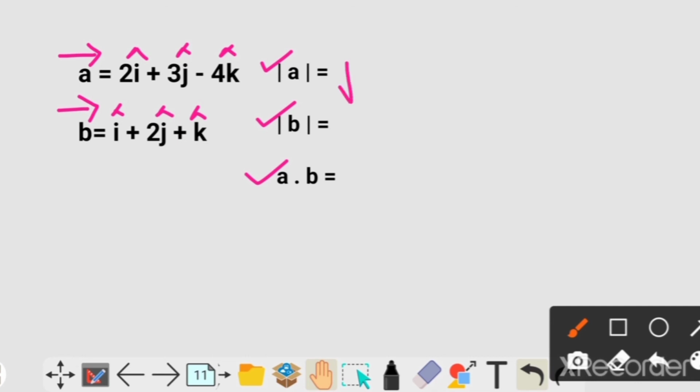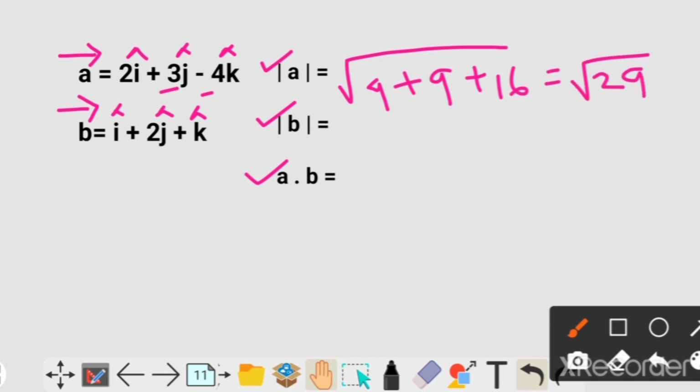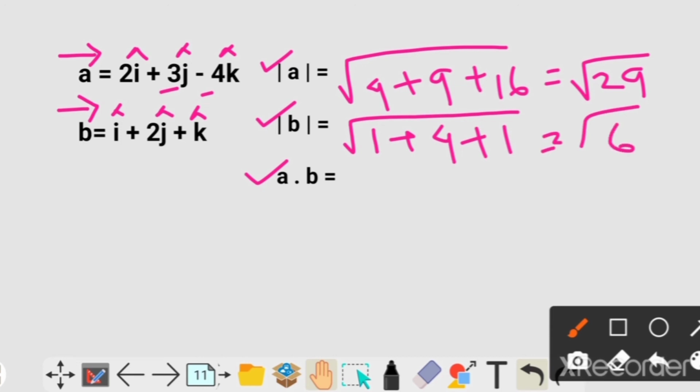So the magnitude of A will be the square root of the squares of all these coefficients, that means 2 square is 4, 3 square is 9, and minus 4 square is plus 16. So the final would be root over 29. Now for B, modulus of B would be root over of 1 square, that is 1, 2 square is 4, and 1 square is 1. So it is root over 6. So we have found magnitude of A and magnitude of B.